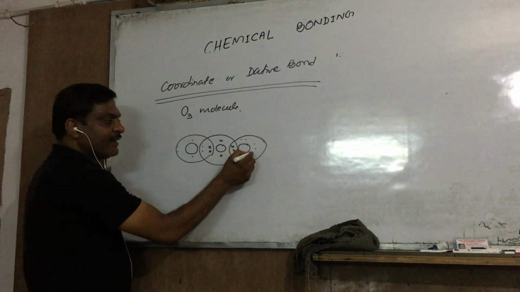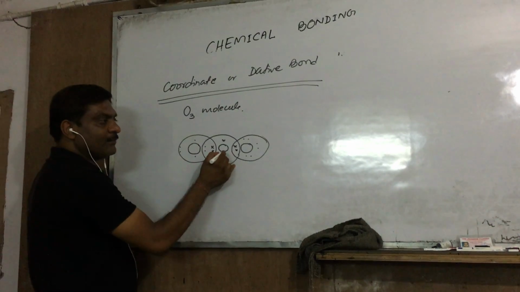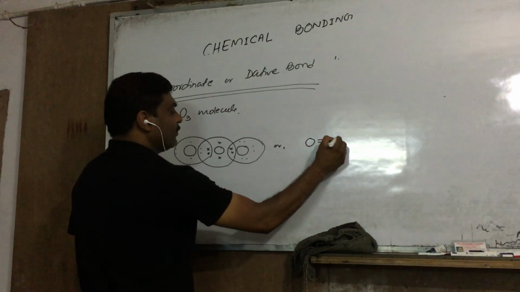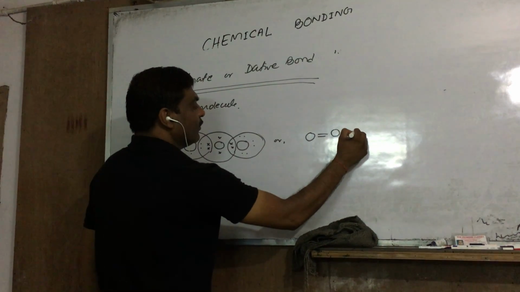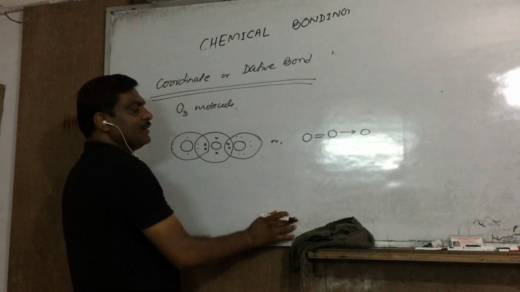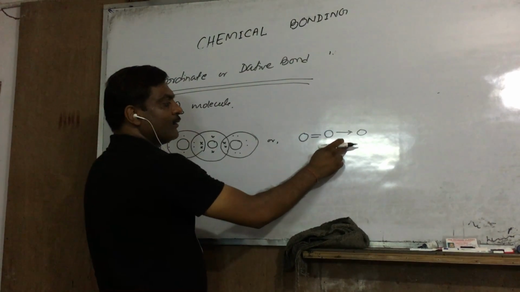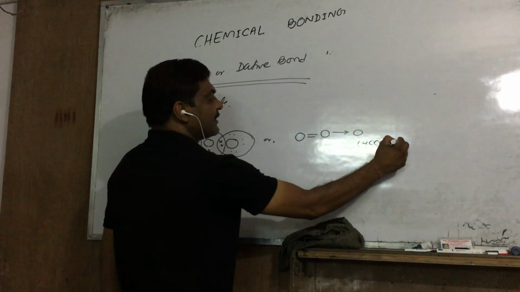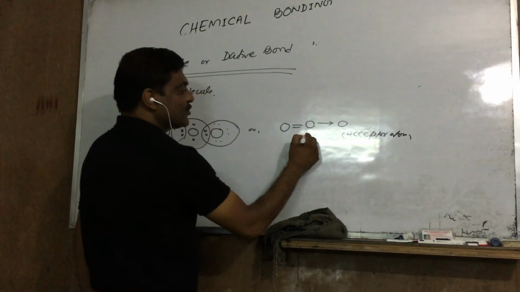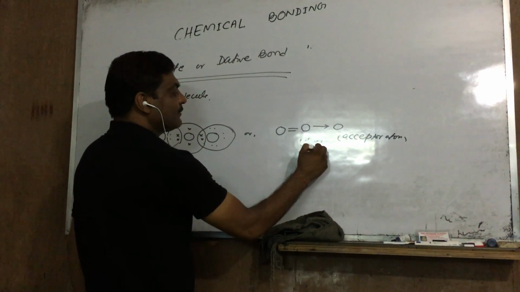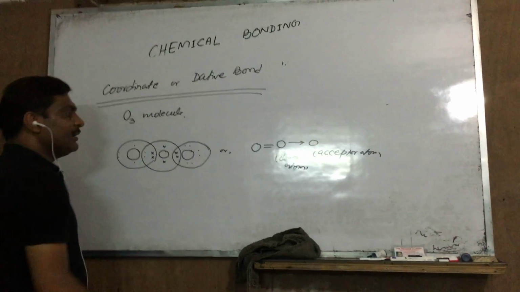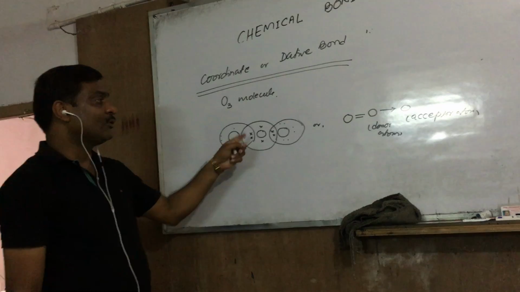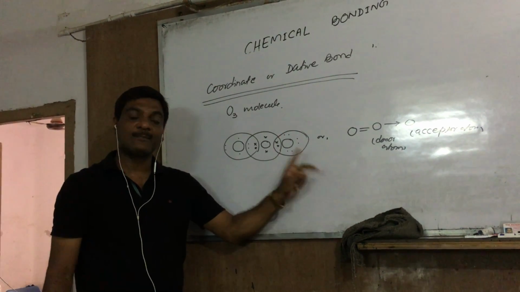This atom is sharing with the electron pair of this atom. This is called the acceptor atom, and this is called the donor atom, and it is finally written as O double bond O coordinate bond O. The coordinate bond is denoted by an arrow sign pointing towards the acceptor atom. This is the acceptor atom, and this is the donor atom. A coordinate bond is always formed along with a covalent bond. It has no independent existence.